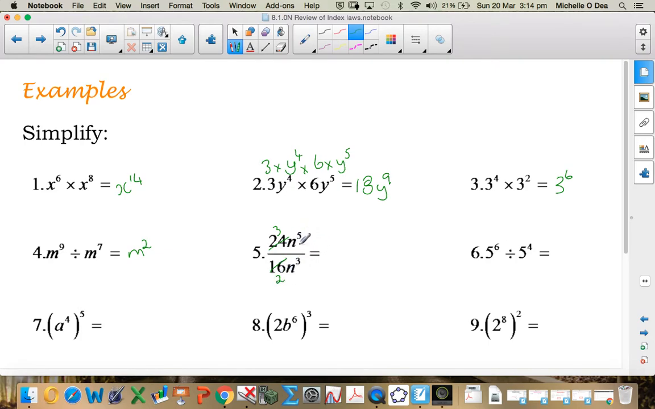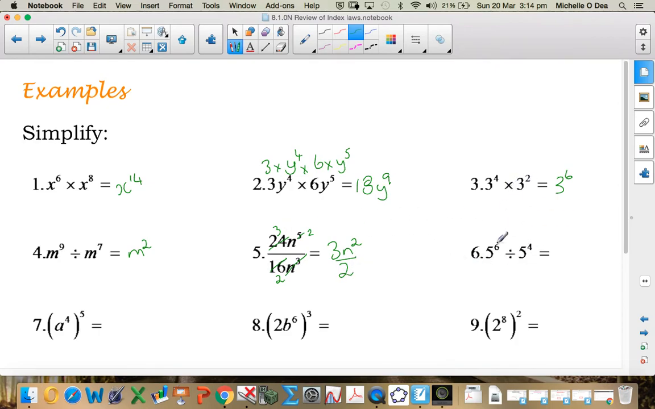and then here, if you imagine, we'd have n times n times n times n times n, 5 times on the top, and we'd have it 3 times in the bottom. So we can cancel out n cubed, and we'd be left with 2 of them on the top. So if we look at what's left, we've got a 3, we've got an n, and you could just use your division rule as well. 5 minus 3 is 2. So 3n squared, and don't forget you have that 2 on the denominator.